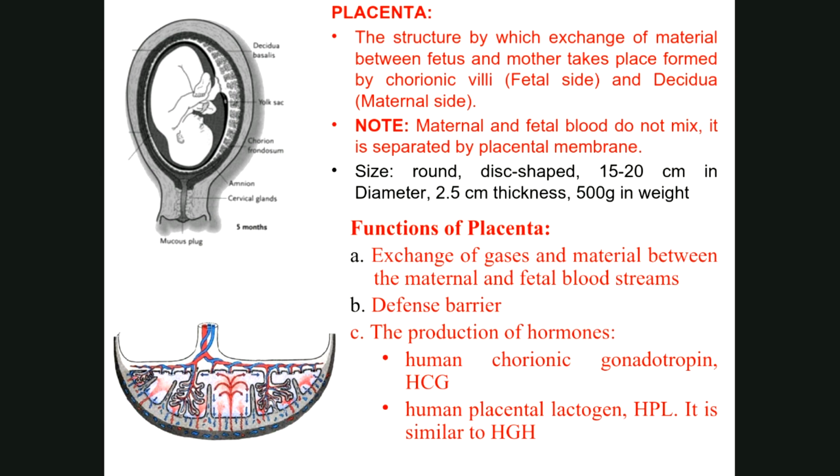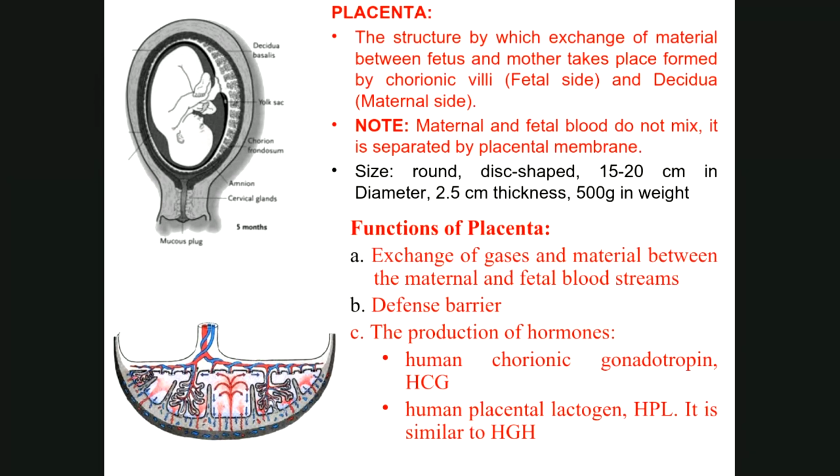Mother's blood and the fetus's blood are totally separated by a membrane known as the placental membrane, and from the mother's side there is the decidua, which is glands and the blood vessels of the uterus. So the decidua is the maternal side of the placenta, and the finger-like villi which are formed are known as chorionic villi. So chorionic villi is the fetal side of the placenta.